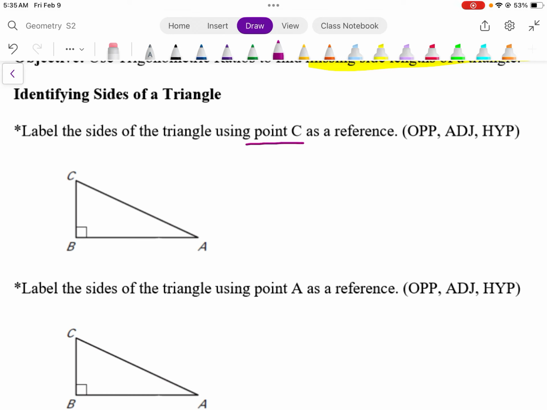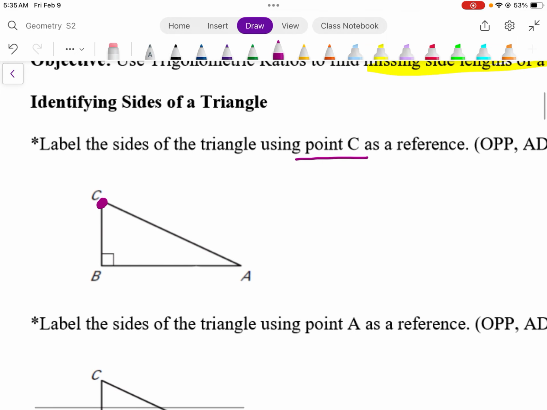So in this first one, they want us to label the sides of the triangle using point C as the reference. So from point C, we're going to use that to label the opposite and adjacent side. The hypotenuse is always going to be in the same spot, doesn't matter what point you're using, and it's always going to be across from that right angle. And then the opposite side is going to be the one across from the point we are working with. So if we're working with point C, the opposite would be across from that one, leaving the adjacent side connected to it. And adjacent means next to, which makes sense that it would be connected to point C.